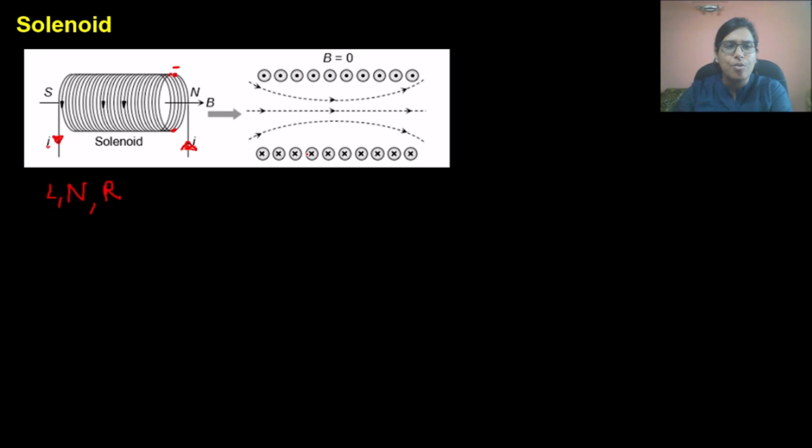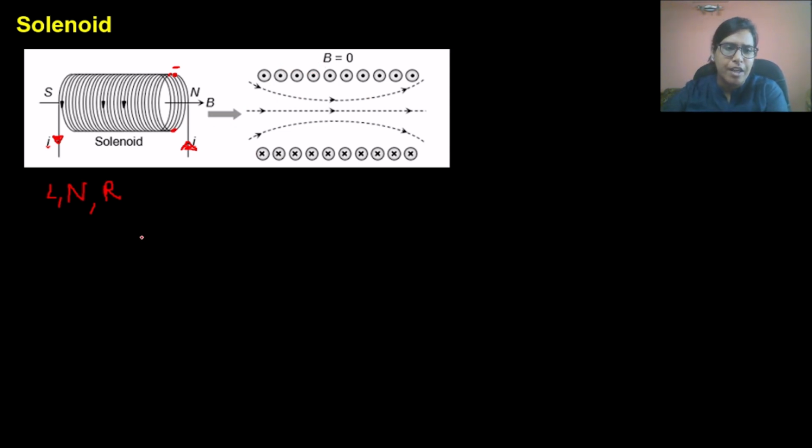So now you can check, if we curl our fingers in the direction of the current, so the direction of the current is like this, then the thumb will represent the direction of the magnetic field. So for one loop if you see, the magnetic field direction will be like this, and for every loop the direction of the magnetic field will be like this. So magnetic field lines will be like this inside this solenoid, and outside the magnetic field will be 0.